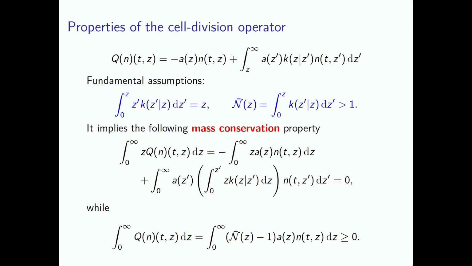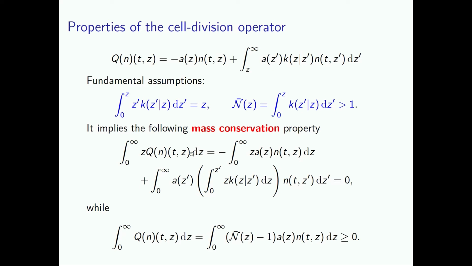Now let me write the equation for the concentration of... sorry, I need to bring out a few properties of this operator. The first property which is important is a mass conservation property. You divide a cell into two pieces, but if you add the mass of the two pieces that you have created, you obtain the mass of the mother cell. This is written here as a property of the division kernel K. It tells you that if you take the first order moment of Q of n, you will obtain 0. So the division mechanism does not change the mass of the population.